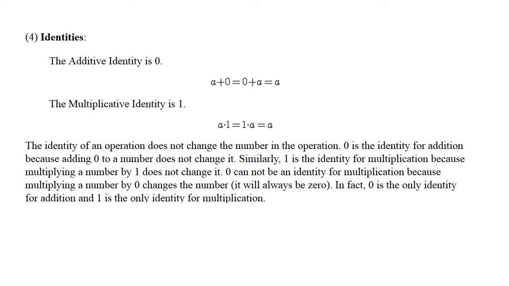Right? We've got 5 times 1 is still 5, 0 times 1 is still 0. But of course 0 isn't an identity for multiplication because multiplying by 0 does change it. So 0 is the identity for addition because 5 plus 0 is still 5. But it can't be an identity for multiplication because 5 times 0 is not 5, it's 0. So 0 is actually the only identity for addition, and 1 is the only identity for multiplication. Okay, so that's really easy.